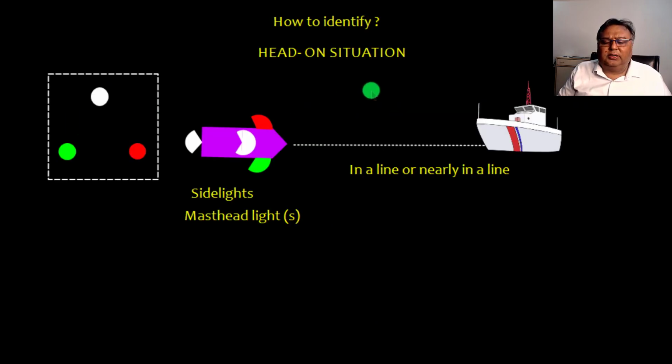Now you may wonder how to identify a head-on situation. Well, when you are seeing sidelights and masthead lights in a line or nearly in a line, that is the time you are having a head-on situation. So here you can see if the vessel is less than 50 meters, it will show both the sidelights and one masthead light. If the vessel is more than 50 meters, it will show another masthead light here. All right.